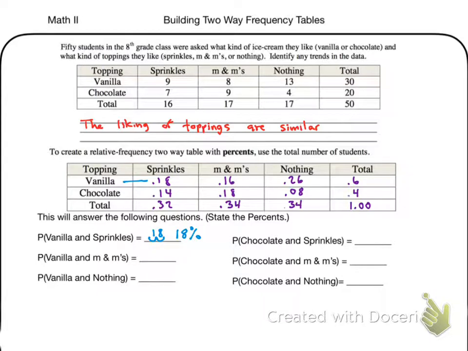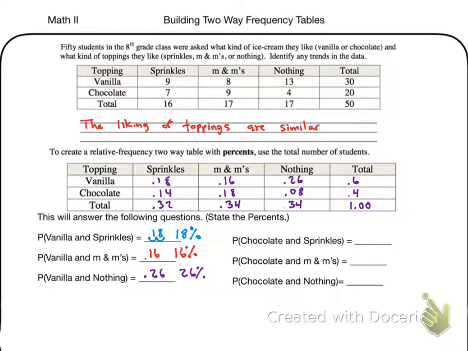Okay. Let's do vanilla and M&Ms. So vanilla and M&Ms, we're looking at here, right? They like vanilla and they like M&Ms. So vanilla M&Ms, we got 0.16. And of course, that's going to be 16%. Vanilla and nothing, that's 0.26 or 26%.